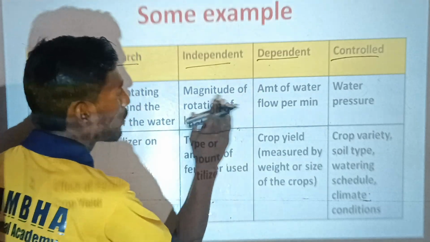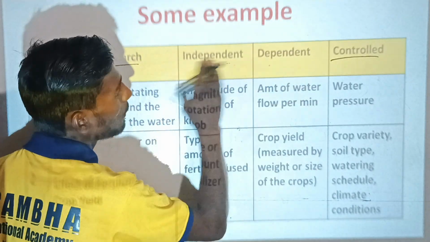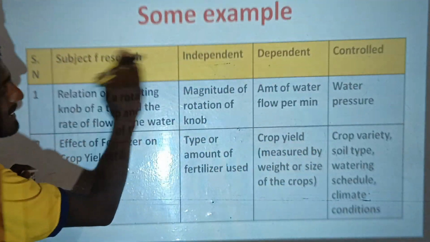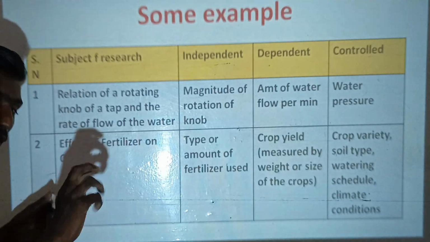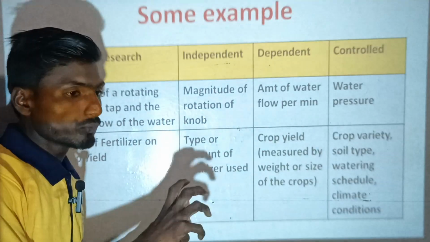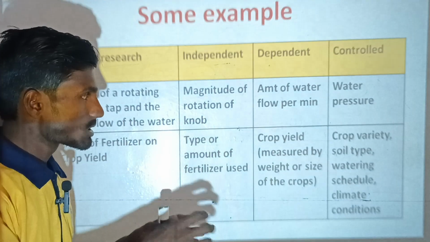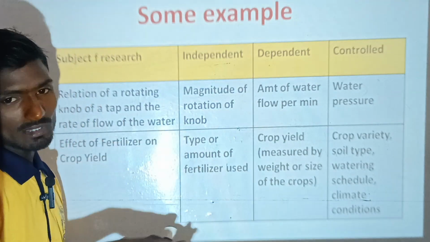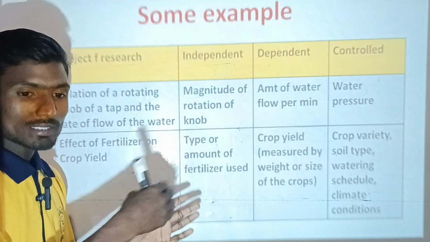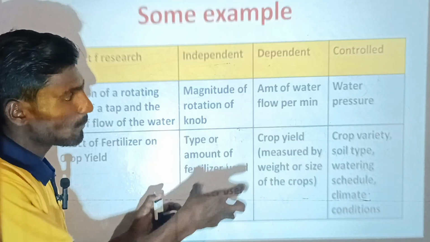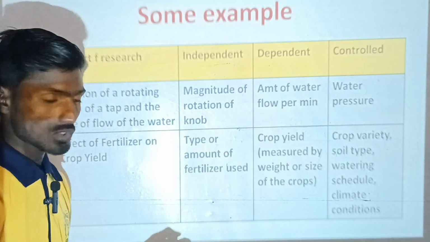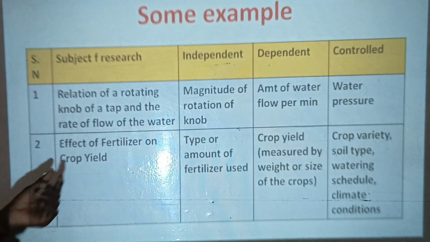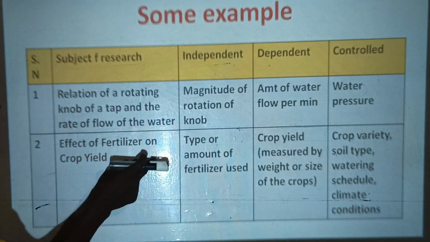If you rotate the knob of a tap, the more you open the knob, the more the flow of water per unit time. If you open the knob of the tap less, then the flow of water per unit time is going to be less. We understand why. Here is another example: the effect of a fertilizer on a crop.